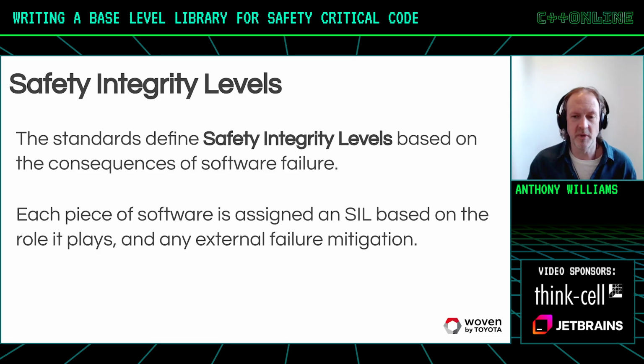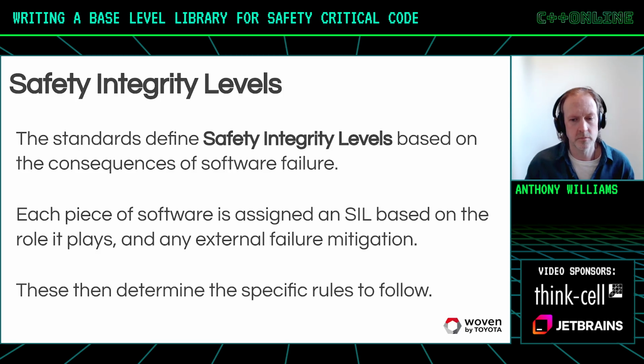But ultimately, any given feature that is a software feature will have a safety integrity level assigned to it. And then the safety integrity levels determine what the specific rules are that you then need to apply based on the safety standards that you're conforming to.